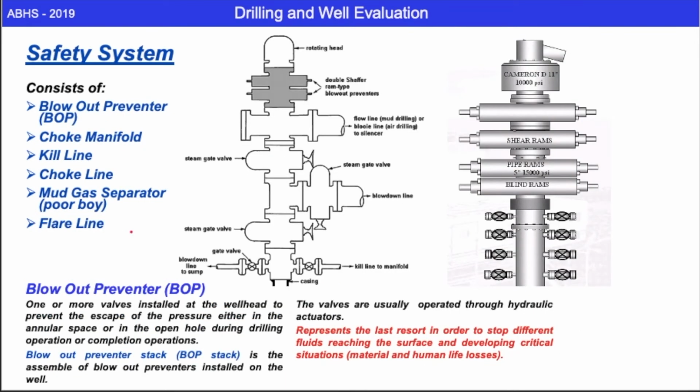Another part of the drilling rig is the safety system. The safety system consists of the blowout preventer or the BOP, the choke manifold, the kill line, the choke line, the mud gas separator, and also the flare line. The blowout preventer, the common type of safety system, consists of a valve that is installed at the wellhead to prevent you from a blowout pressure. Because sometimes when we complete the drilling, we cannot maintain the pressure, so this is the function of the blowout preventer.